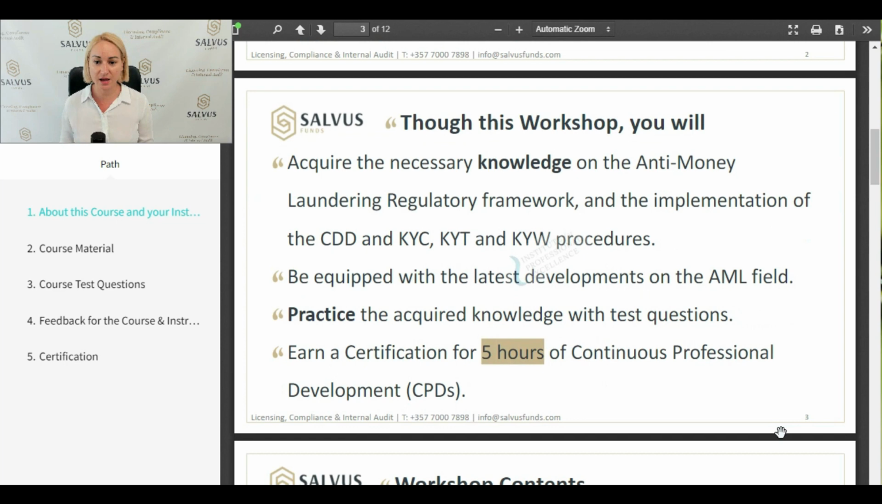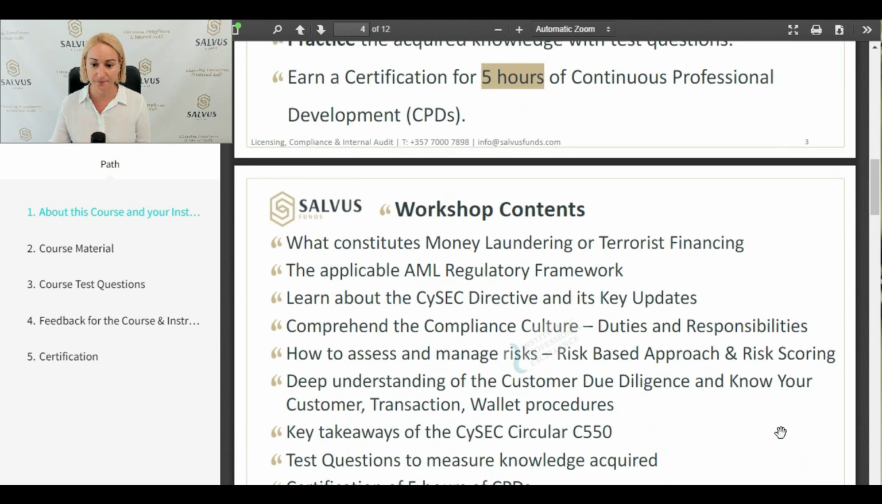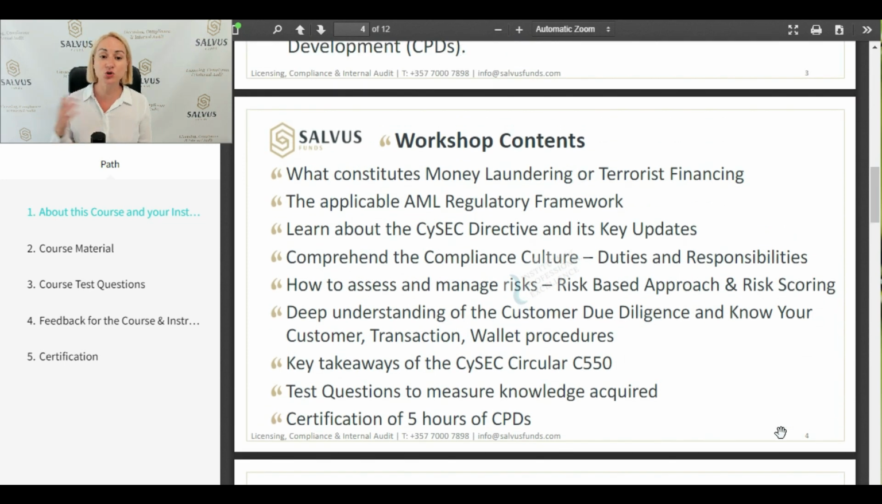Through this workshop, you will acquire necessary knowledge for the AML framework and the implementation of customer due diligence procedures. You will be equipped with the latest developments on this field, practice acquired knowledge through test questions, and earn a certification. The content of this course includes what constitutes money laundering or terrorist financing, the applicable AML regulatory framework, learn about CySEC directives and key updates, comprehend compliance culture, judicial responsibilities. Learn how to assess and manage risk based on a risk-based approach and construct appropriate risk scoring. Deep understanding of customer due diligence and know your customer transaction wallet procedures. Key takeaways from CySEC Circular 550 is also discussed at the end of this course.